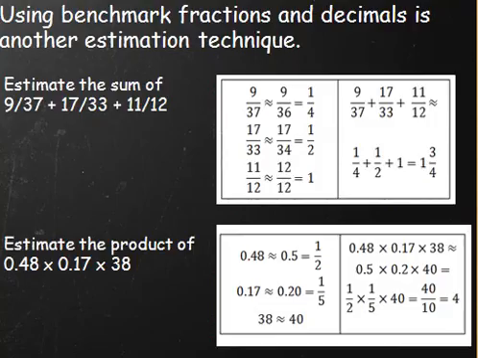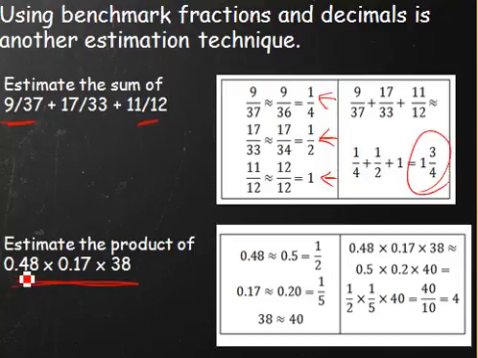I could use benchmarks in order to estimate sums and products with decimals and fractions. For example, 9/37 is about 1/4, 17/33 is about a half, and 11/12 is really close to 1. Therefore, my sum is very close to 1/4 plus 1/2, which is 3/4, plus 1, or 1 3/4.